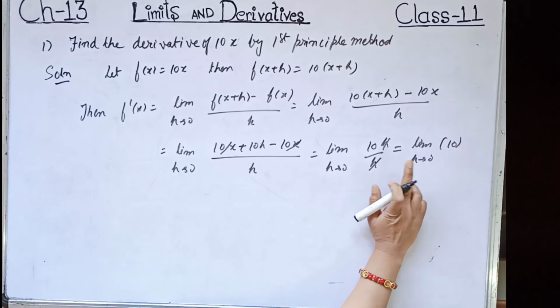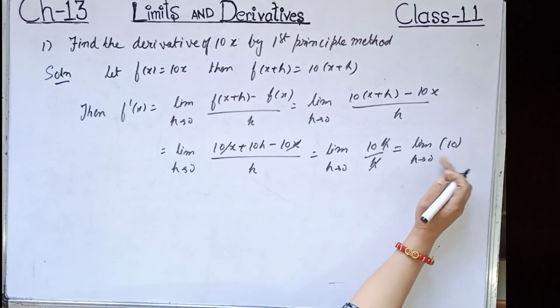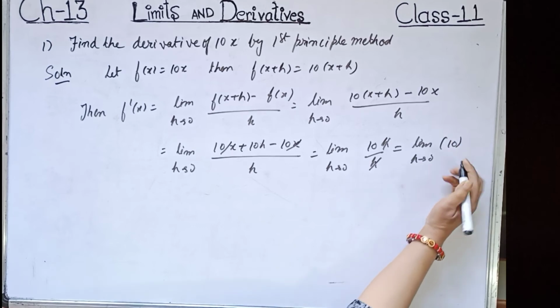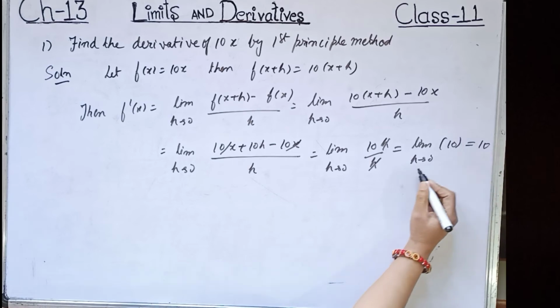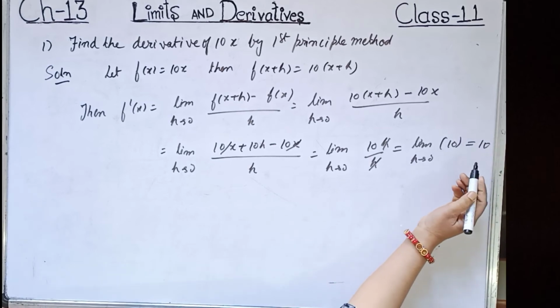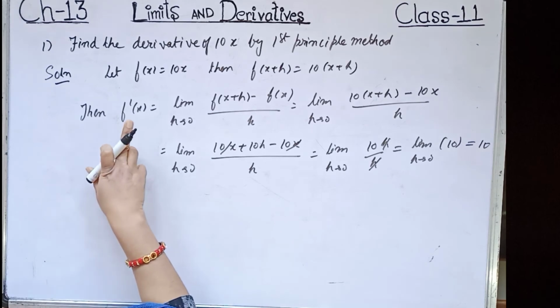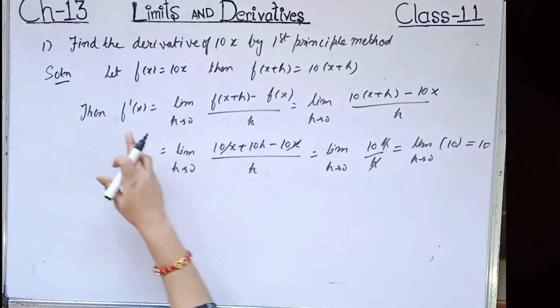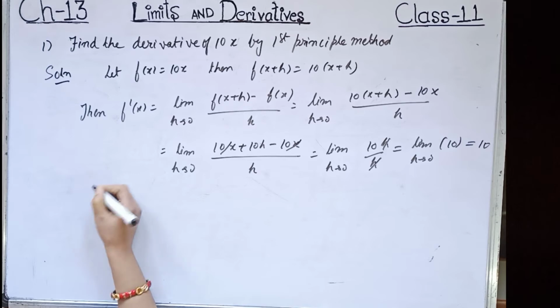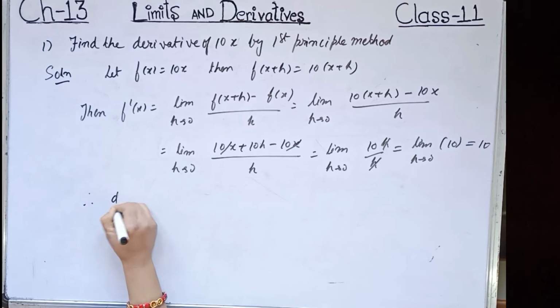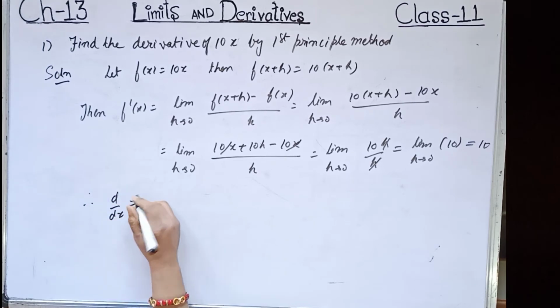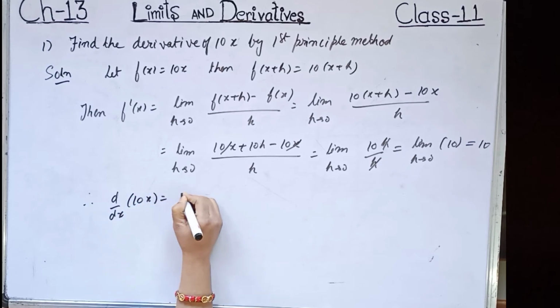Now we have known from the limit chapter that if a constant is there, then limit h tending to 0 will give the constant value only, because over here no h. So where we will keep the value of h? So f dash x equals 10, therefore d by dx of 10x equals 10.